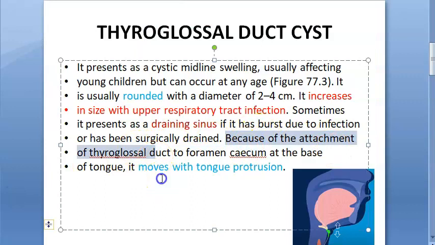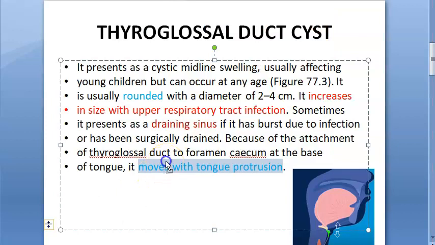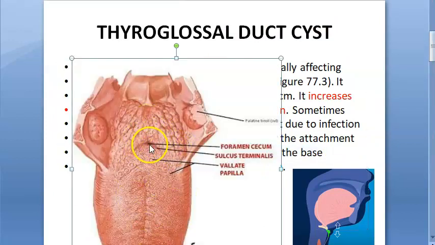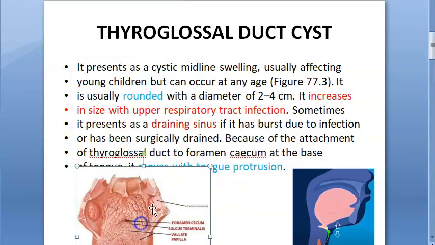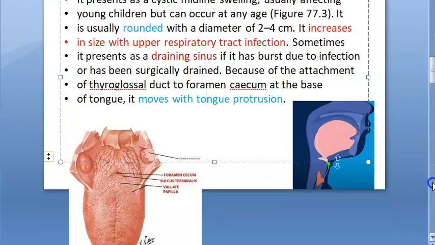Because of the attachment of the thyroglossal duct to the foramen cecum at the base of tongue, it moves with tongue protrusion. So why does it move when the tongue is protruded? Because it is connected to the foramen cecum, which is there at the base of the tongue. So if this is the tongue and here they are showing you the foramen cecum, okay. So this is your tongue and where the foramen cecum is, from there to the thyroid, there is a thyroglossal duct, right? So when you move this tongue, the cyst will move, okay.